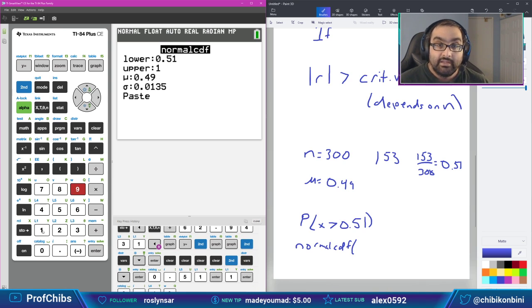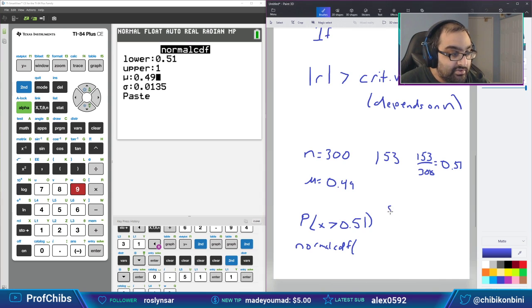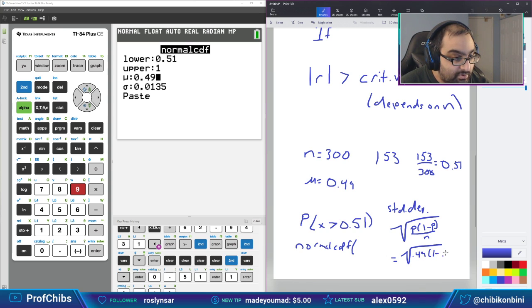Now, the last part here that is important is going to be our standard deviation. Our standard deviation is different in this section. The standard deviation here is a formula. You'll have to remember here from section 8.2. That's the square root of p times 1 minus p divided by n. So in this case here, this is going to be the square root of 0.49 times 1 minus 0.49, and then divided by 300.